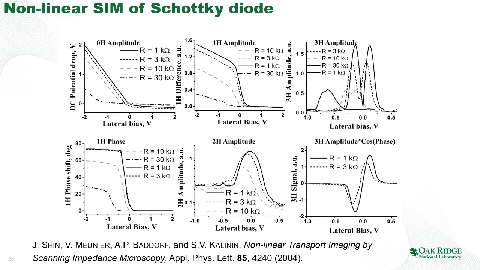It turns out that this approach actually works remarkably well. I can measure the DC signal, which is just a KPFM signal. I can measure the first harmonic amplitude, and I can measure the second harmonic amplitude and phase across the interface. And I can show that the Schottky interface, the Schottky diodes, start to generate these higher order harmonics close to the region with the maximal nonlinearity of the I-V curve.